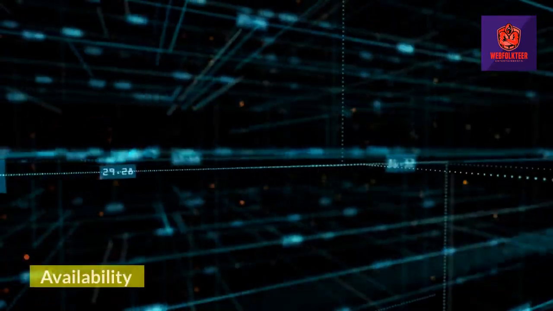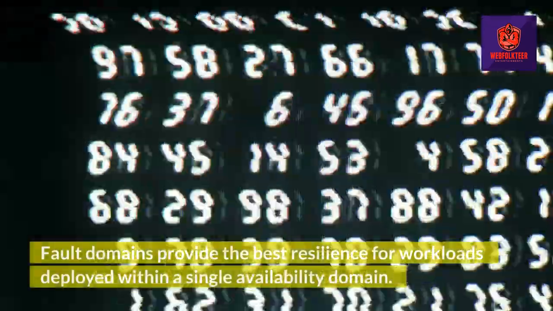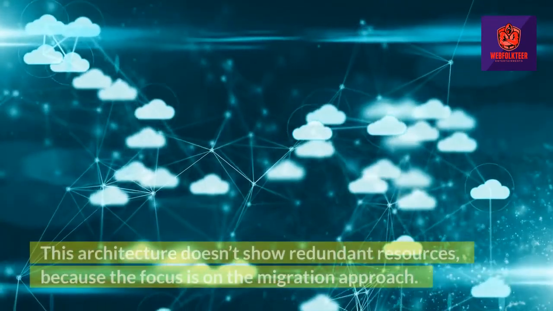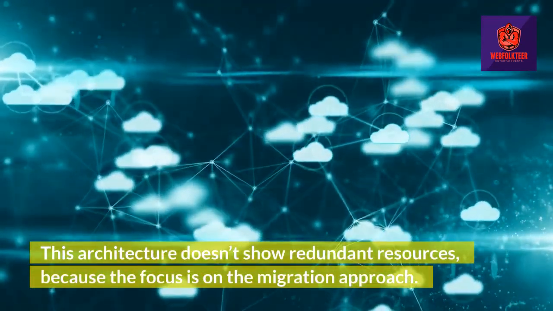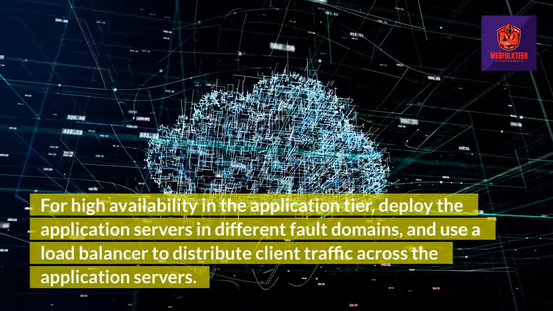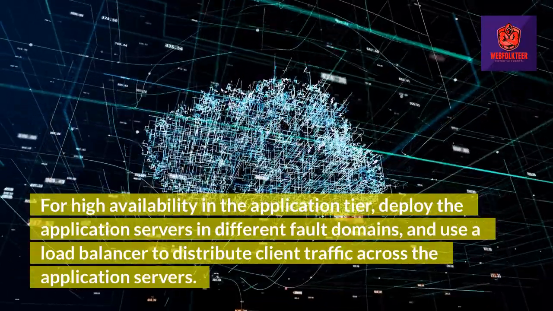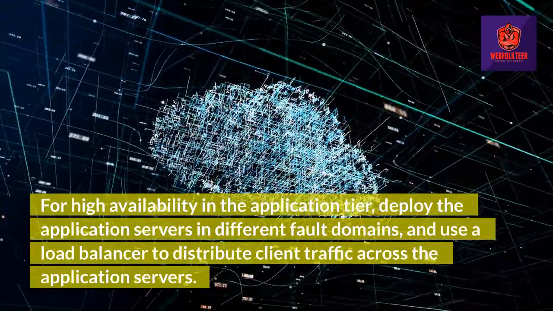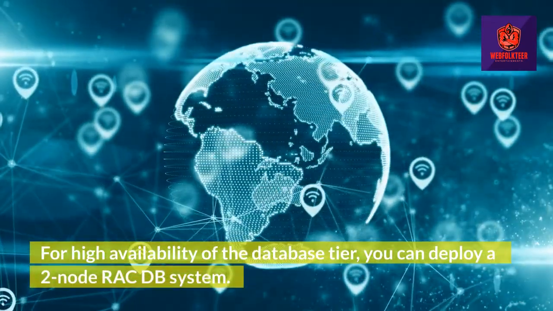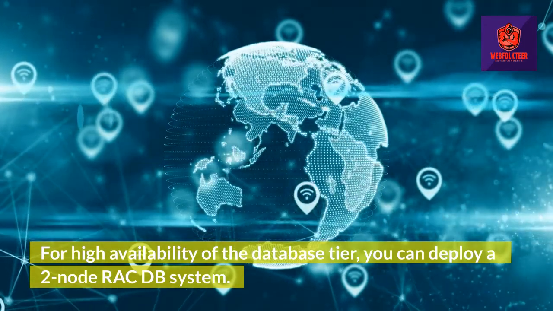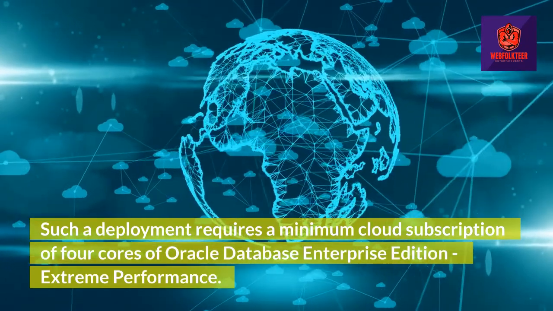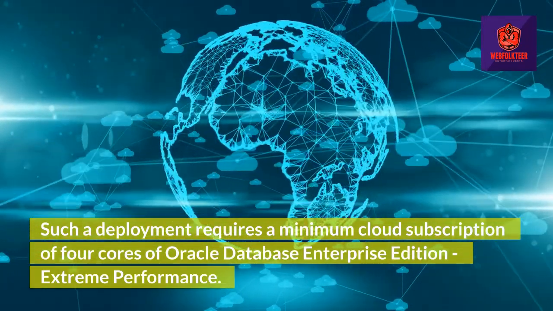2. Availability. Fault domains provide the best resilience for workloads deployed within a single availability domain. This architecture doesn't show redundant resources, because the focus is on the migration approach. For high availability in the application tier, deploy the application servers in different fault domains, and use a load balancer to distribute client traffic across the application servers. For high availability of the database tier, you can deploy a 2-node RACDB system. Such a deployment requires a minimum cloud subscription of 4 cores of Oracle Database Enterprise Edition, Extreme Performance.